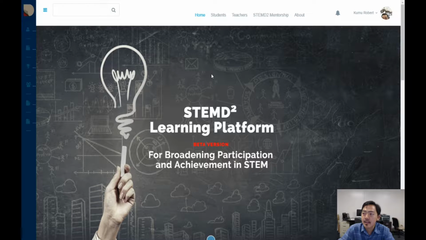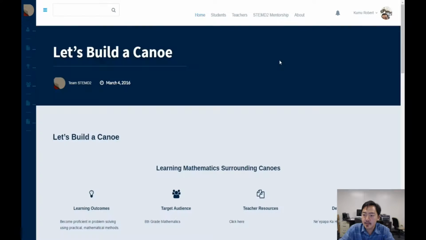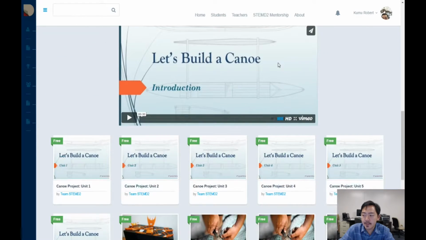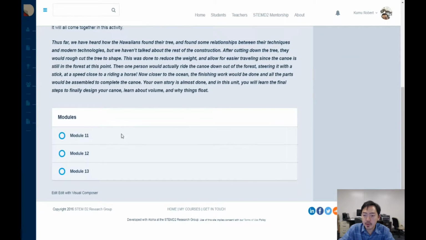project. As always, we begin by logging into our website, www.stemd2.com, and after we've logged in, let's go on to Students, and let's build a canoe. Module 12 is in Unit 5 of the Go Math book, so let's go down to Unit 5. From here, we can go down and click on Module 12.